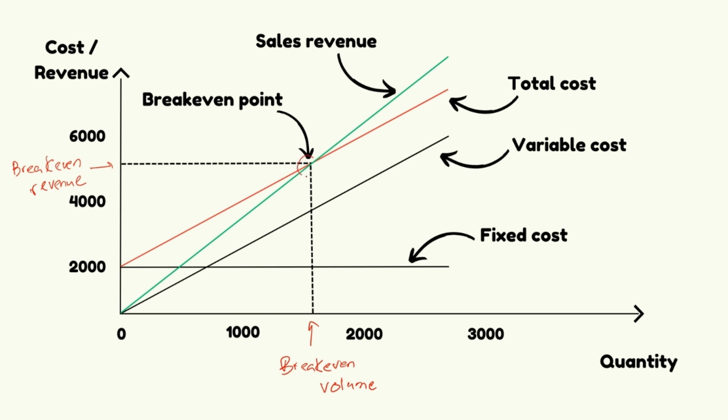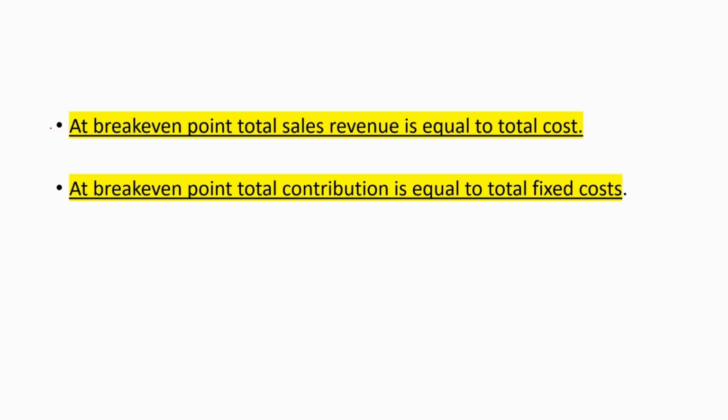Before this break even point, the company is making losses, which is this area. This is the area where the business is making losses. And after this break even point, the business starts to make profit, which is this area, because the total sales revenue is higher than the total cost. These two characteristics are very important when it comes to break even analysis. At break even point, total sales revenue is equal to total cost.